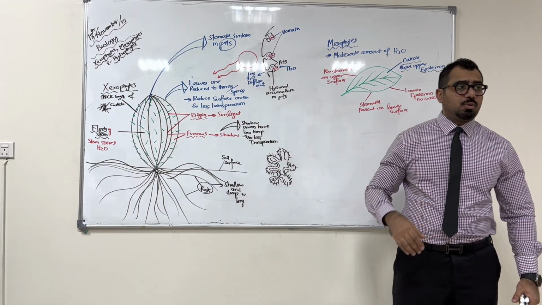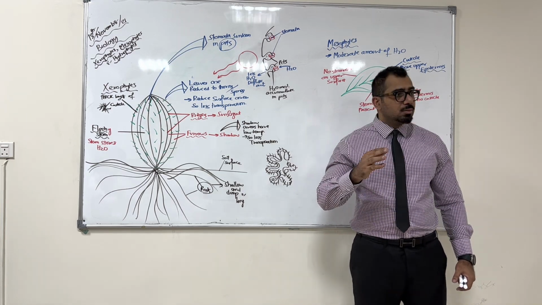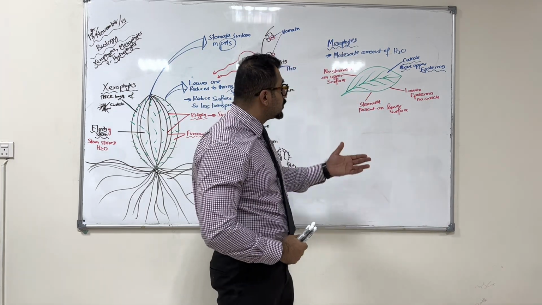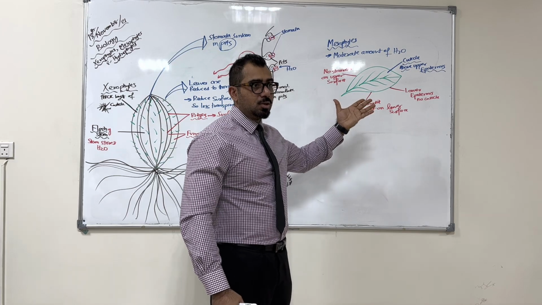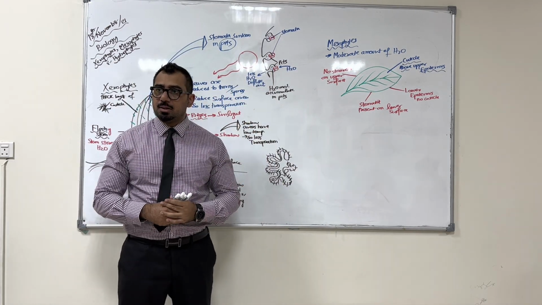What is the symplast pathway? And what is the apoplast pathway? Cell wall. So water can evaporate from there. That is why there is need for cuticle on the upper surface. Got it? Now, this is about the mesophytes.